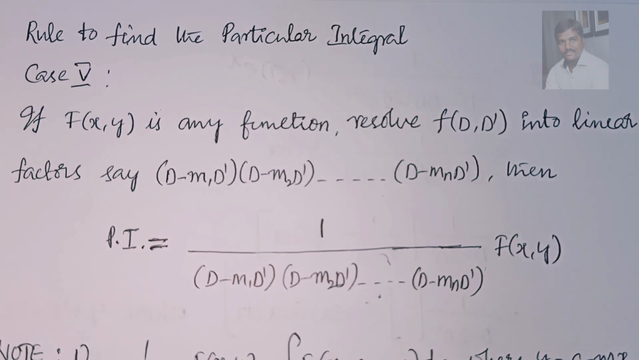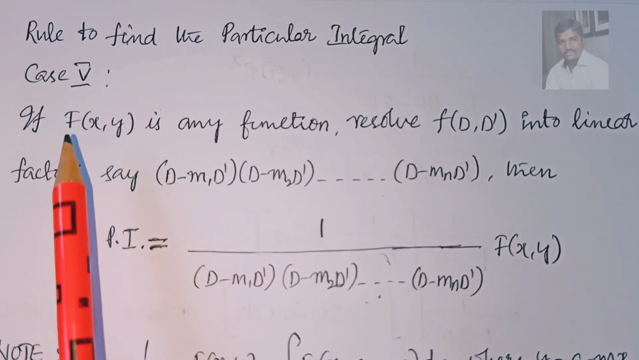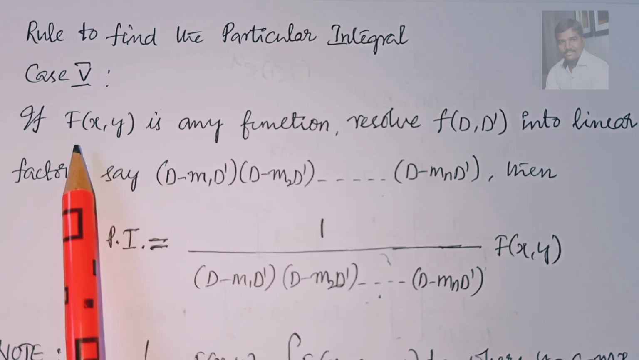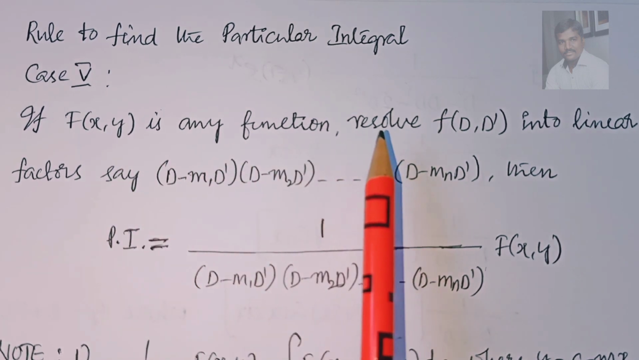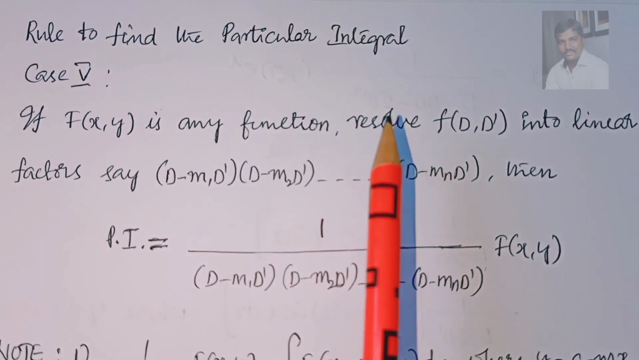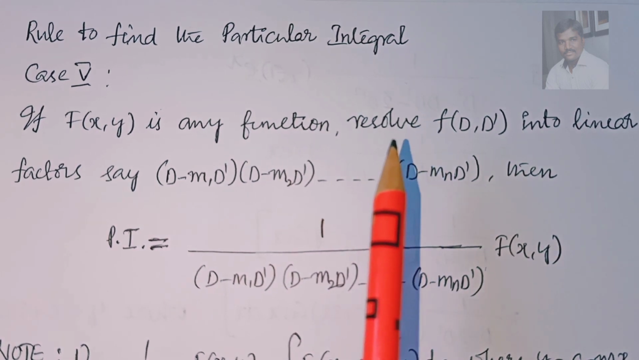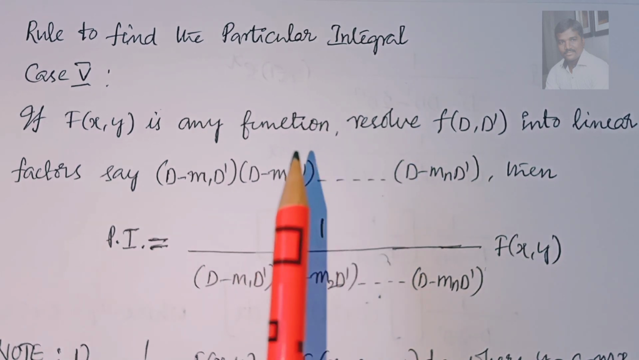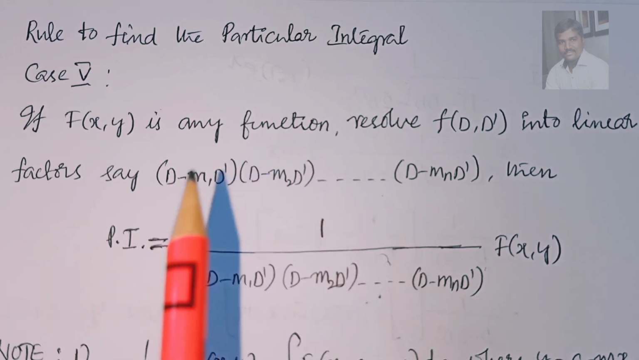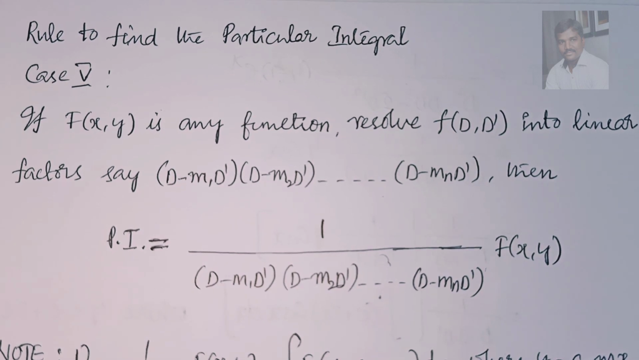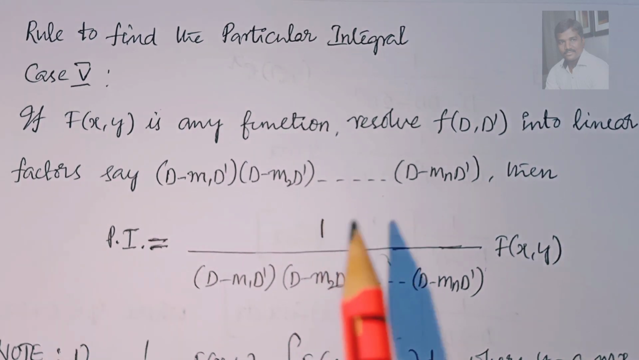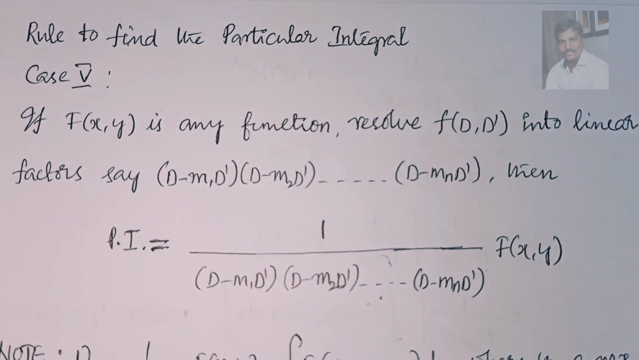What we have to do here is first take the function and observe it. If f of x, y is any function, it can be either e power (ax plus by), sin (ax plus by), cos (ax plus by) or x power m y power n, like that. But as we already know the different methods to solve such functions, we need not apply this again for them. Any different function that you find, we have to go with this general method.